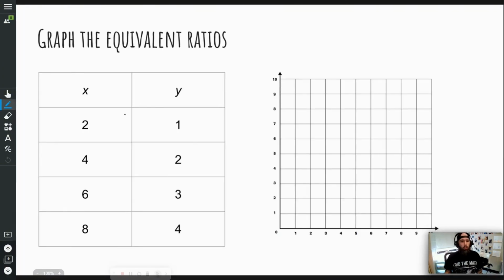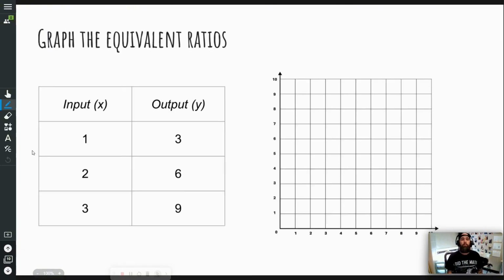Graph the equivalent ratios. We have 2, 1. So I'm going to go right 1, 2, go up 1. 4, 2, I'm going to go right 4, up 2, so right 1, 2, 3, 4, up 1, 2. 6, 3, so start at 0, 0, go right 1, 2, 3, 4, 5, 6 on the x-axis, go up 1, 2, 3 on the y-axis, just like that. And then 8, 4 has me going right 1, 2, 3, 4, 5, 6, 7, 8, up 1, 2, 3, 4. And if you can see it, straight line that would go through 0, 0, goes up and to the right. See, I'm not a liar. I'm telling the truth. All right.